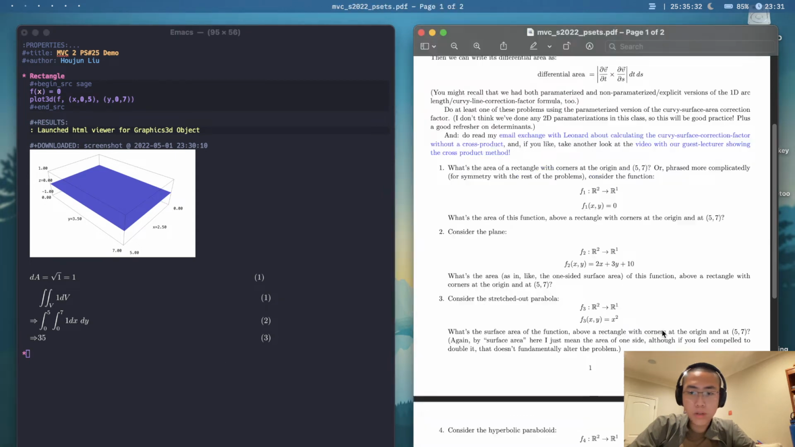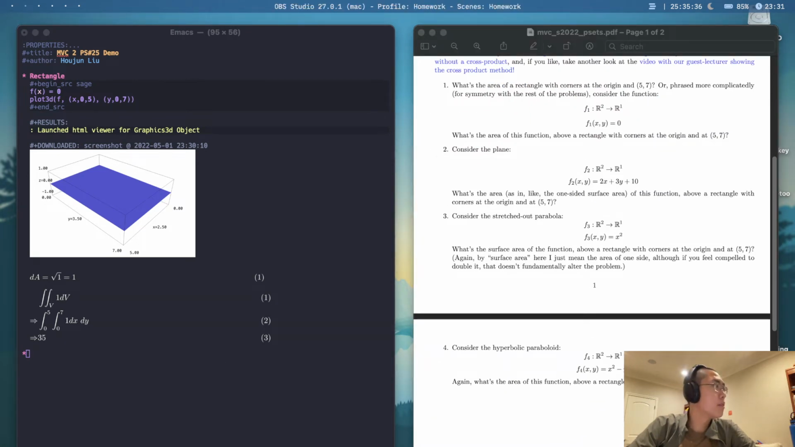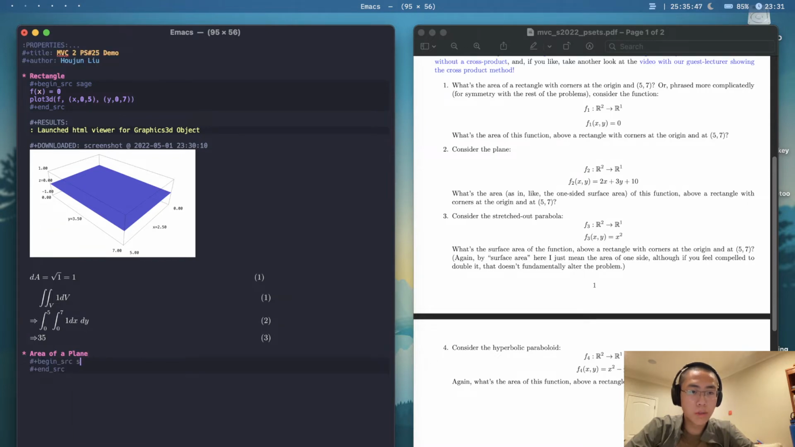And then it gets more interesting, which is we have the next problem, which is something with an actual correction factor to be accounted for. I guess it's the area again of a plane, but this time it's a more interesting plane, which is nice. So, let's see here. 2 times x plus 3 times y plus 10, plot 3D of f. And again, the same bounds. In fact, I'm going to recycle this line because that's better.